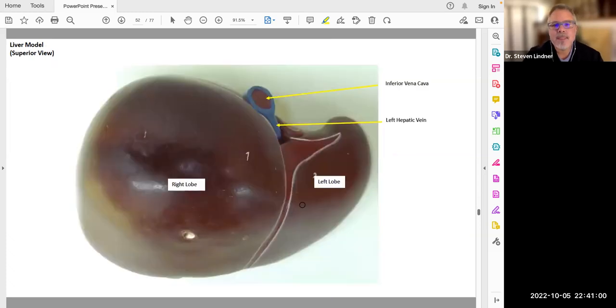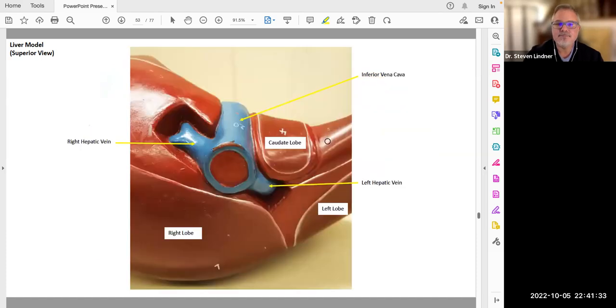Pretty neat. Okay, here's the liver. Here is the inferior vena cava penetrating through, and this is the left hepatic vein. Remember, through the liver, you have the hepatic portal circulation that leads into the liver to be filtered. How does that filtered deoxygenated blood get into the inferior vena cava to get back into the right atrium? It's got to get into the hepatic vein. So this is the left hepatic vein. This is the right hepatic vein. Here's the inferior vena cava.